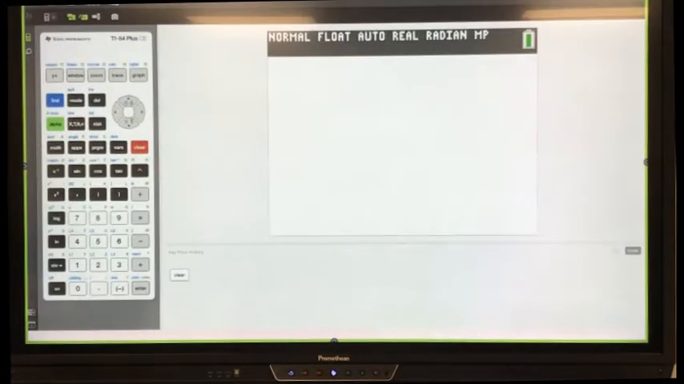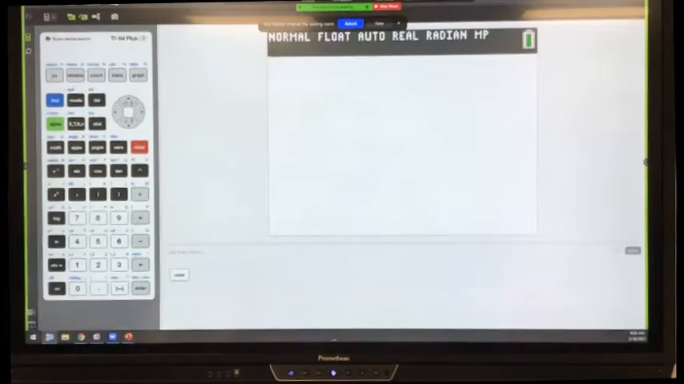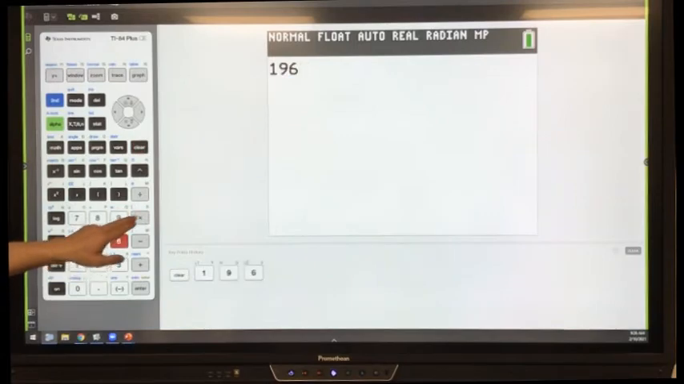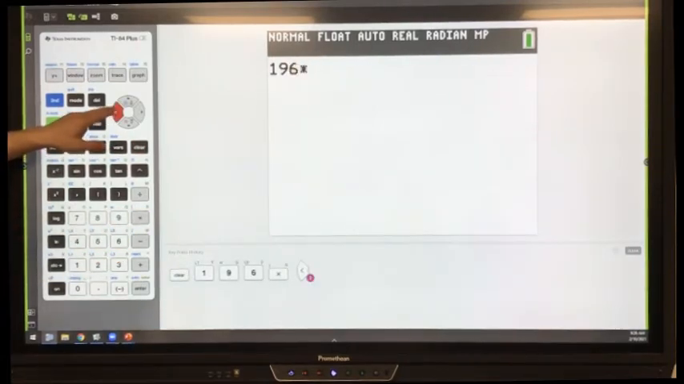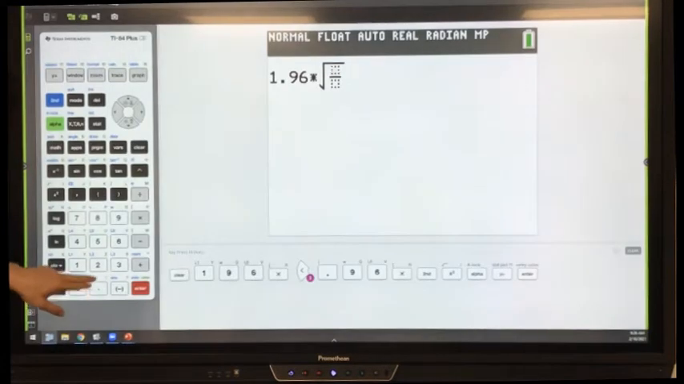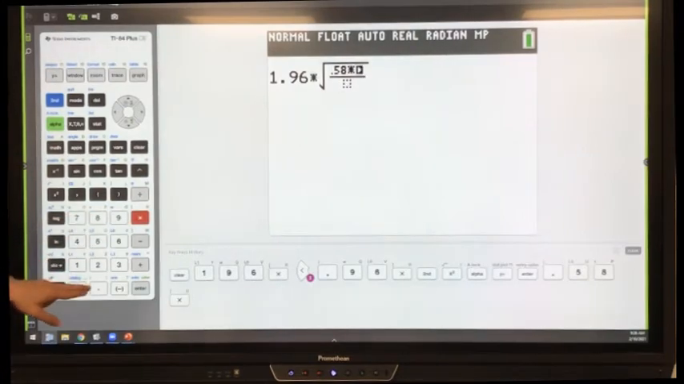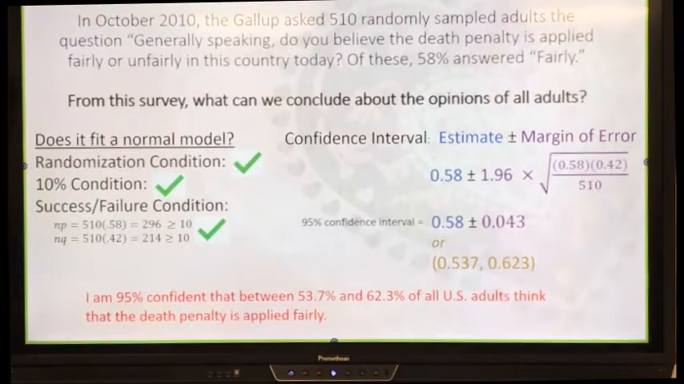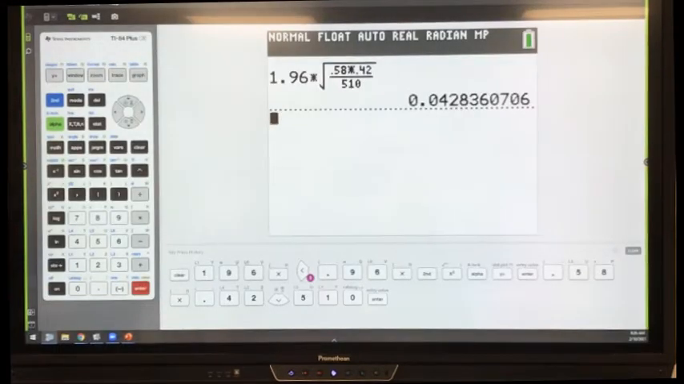Where's my calculator? So if you're seeing how I'm doing the margin of error, I'm trying to do it all in one. So I'm going with the confidence interval of 1.96, multiply that by the square root. And then inside of here we have a fraction, so I put in my top part, 0.58 times 0.42, over 510. That's how I found my confidence interval.